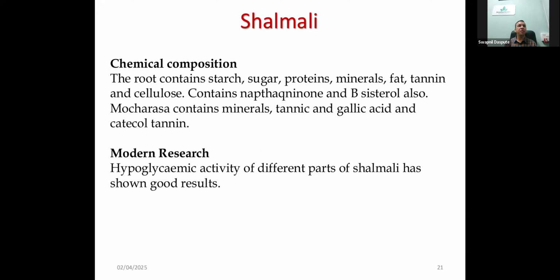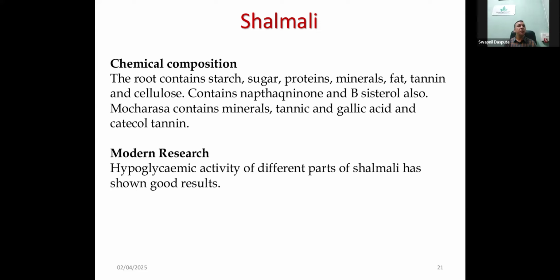Chemical composition wise, the root contains starch, sugar, proteins, minerals, fat, tannin, and cellulose. Contains naphthaquinone and beta-sitosterol also. Mocha contains minerals, tannic and gallic acid and catechol-tannin. So the alkaloids or actives, even if we are not aware of the names, we know the action of various parts of Shalmali which can be used in medicine.